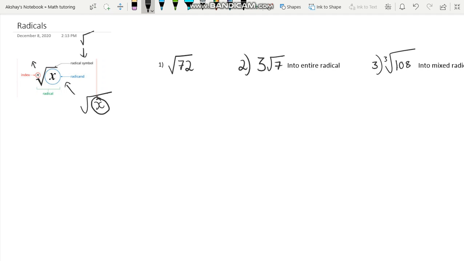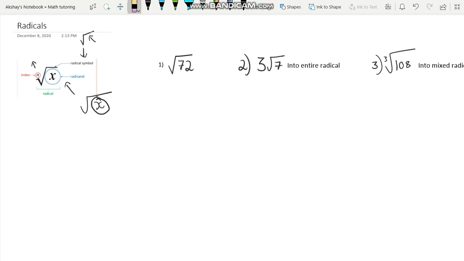So in this video, we're going to be looking at radicals. The basis of radicals, there's a few terms you have to know to get started. The first one is the radical symbol, which is our root symbol here. It's represented by a sort of line.